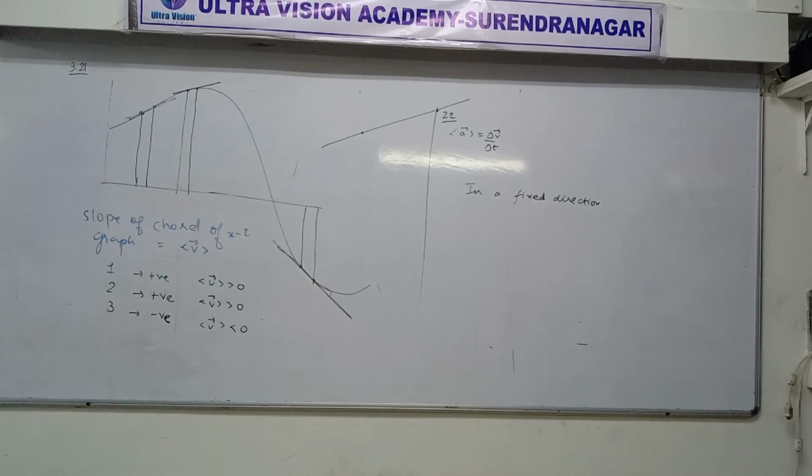Are you sure? What's your answer? Sir, between 2 to 3. The question has nothing between 2 to 3. You have to give the answer out of the 3 time intervals. Which 3 time intervals? The shaded ones. First one, second one, and third one. Second. Okay. Who else was disagreeing? Raghav.